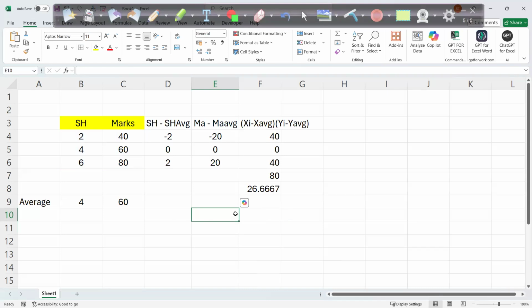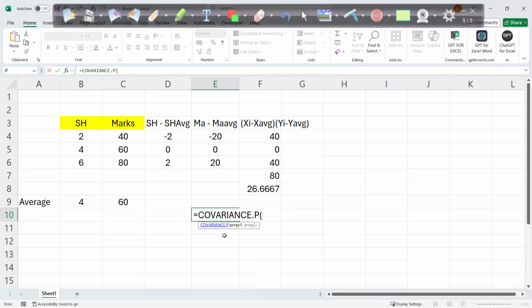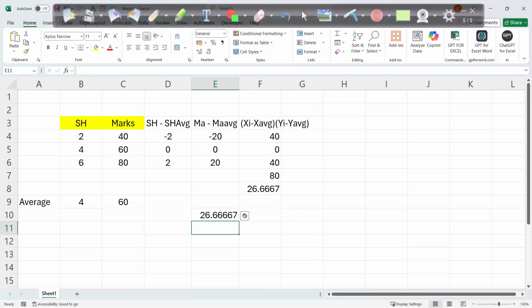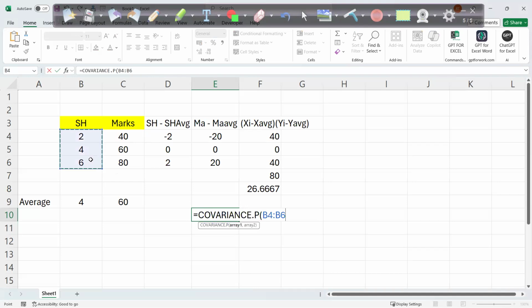How to pass this? I'm not sure how to use this formula. Let me just check. Array 1, comma, array 2. See? 26.6667, right? Covariance of population, this, comma, this.